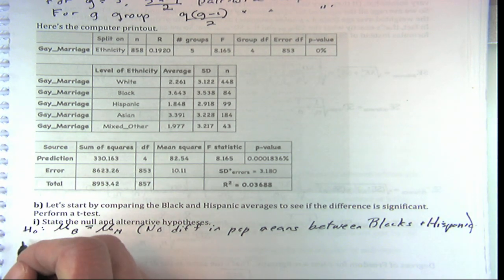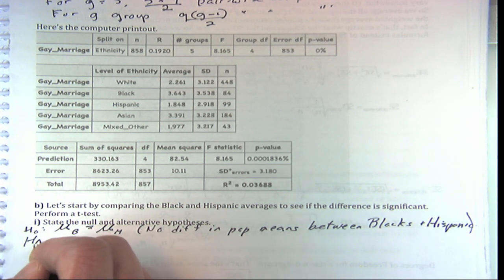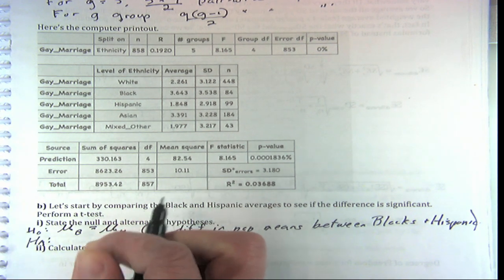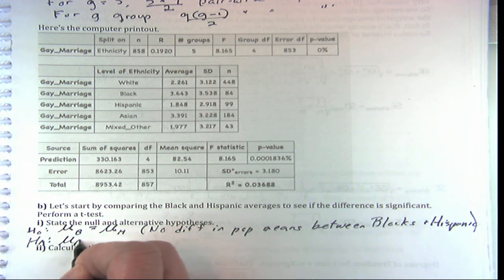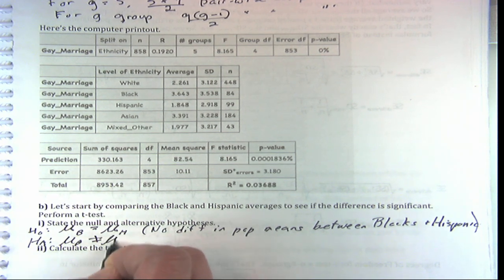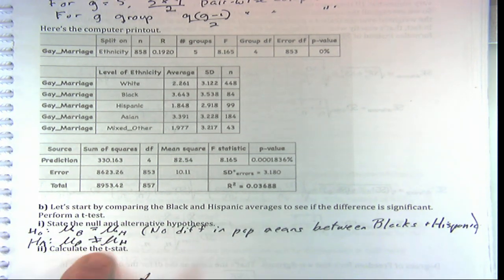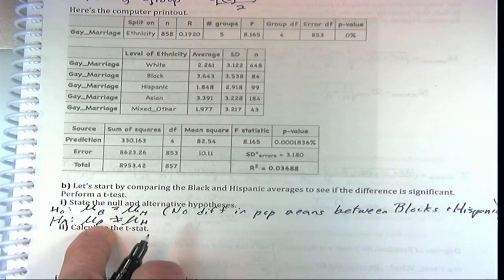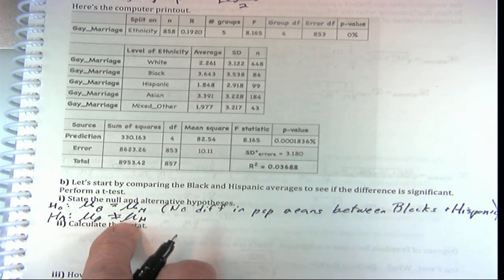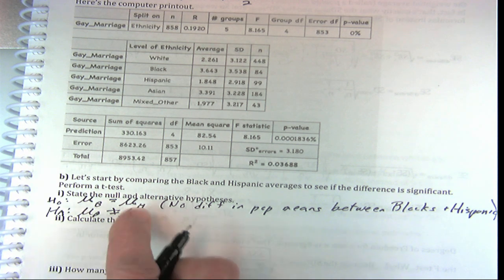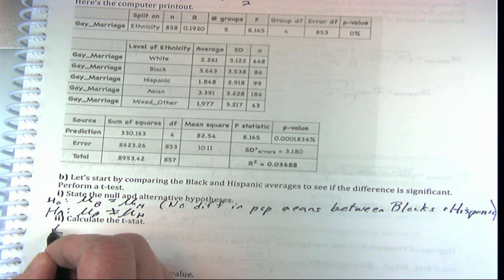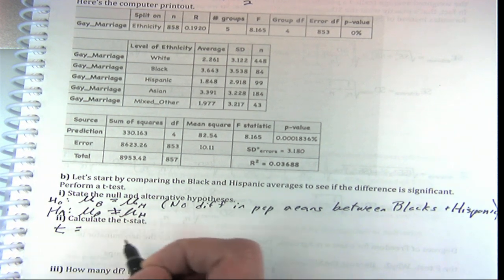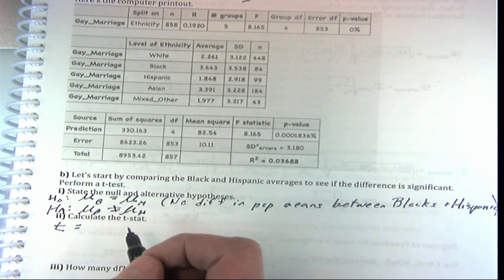And the alternative always is that it reflects a real difference in a wider population. So this would be that they're not equal. And we're just going to say not equal, just two-sided. Okay, two-sided alternative.